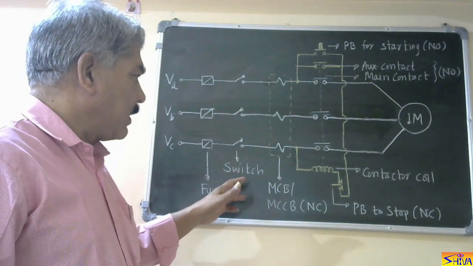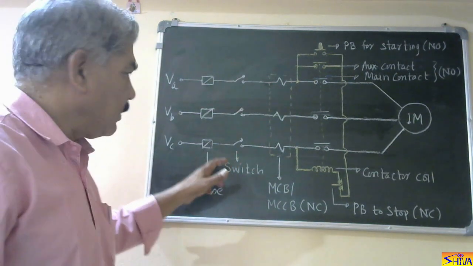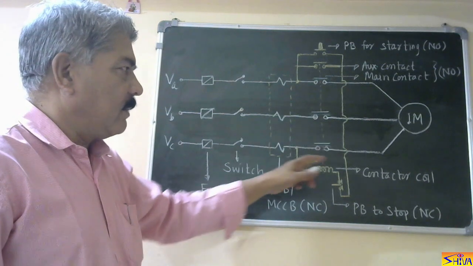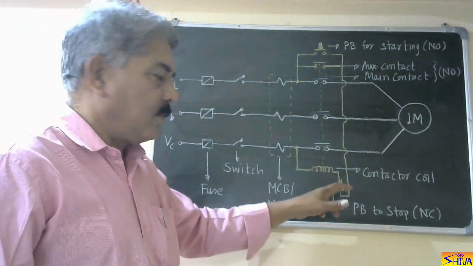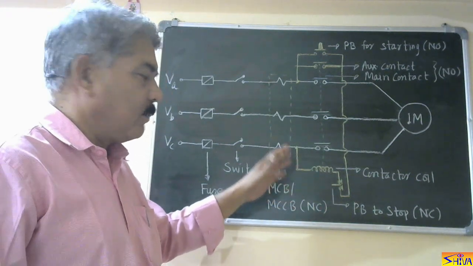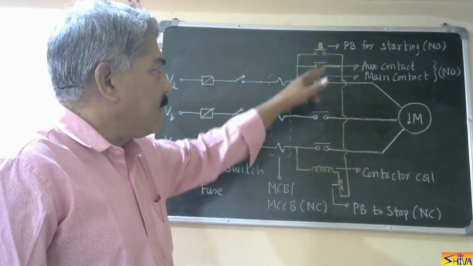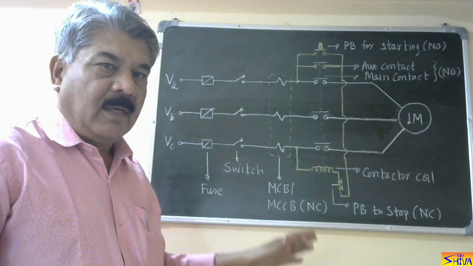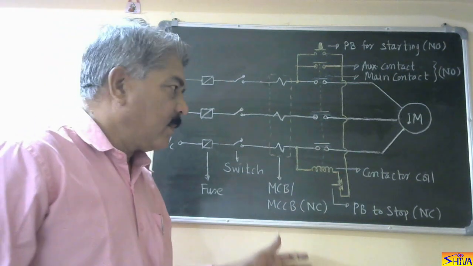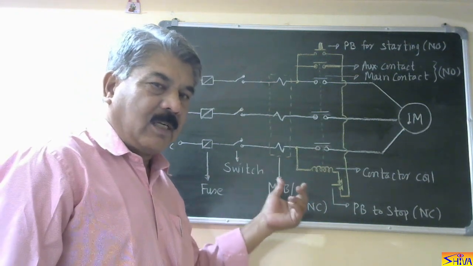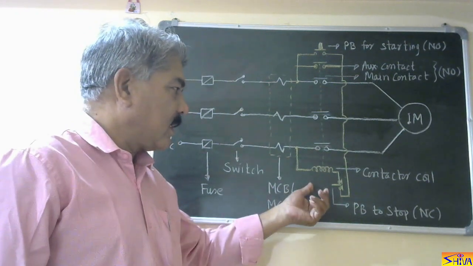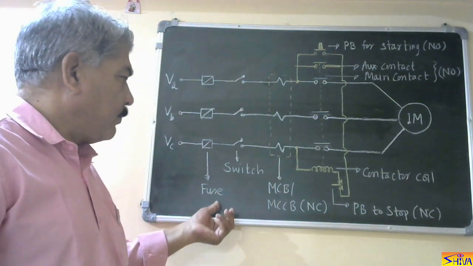When there is a short circuit, then this fuse will blow and the motor will be isolated from the supply. This contactor coil will also open, and unless we rectify the problem and press this push button, the motor cannot be energized. So this is how small induction motors are connected, that is the power circuit, control circuit, contactor circuit, MCB, fuse, etc.